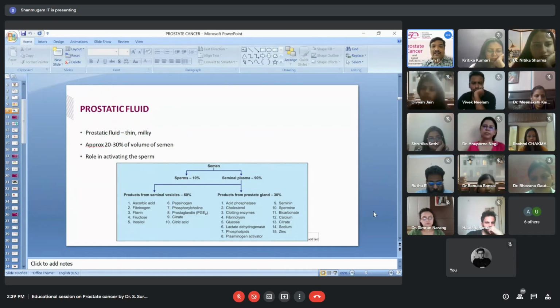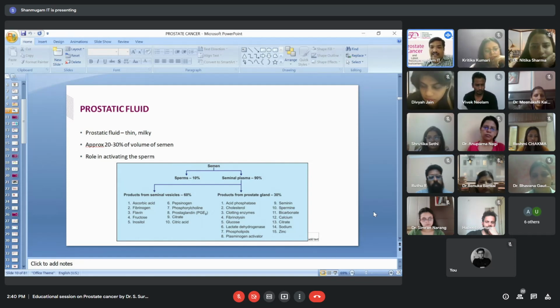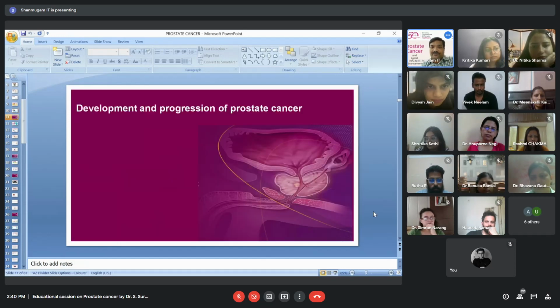Prostatic fluid is usually thin and milky, and it is approximately 20 to 30% of the semen's volume. In semen, plasma is 90%, and sperm constitute only 10%. Out of the seminal plasma, 60% is from the seminal vesicles and only 30% from the prostate gland. All the acids, cholesterols, clotting enzymes, plasminogen activators, spermine, and calcium citrates are from the prostate gland. So this is the basic physiology.